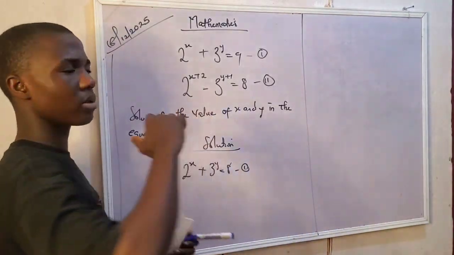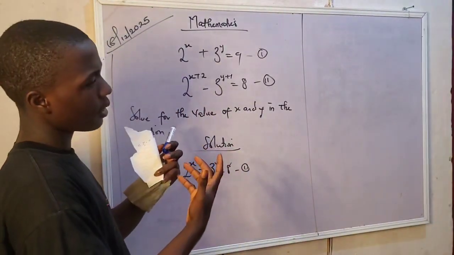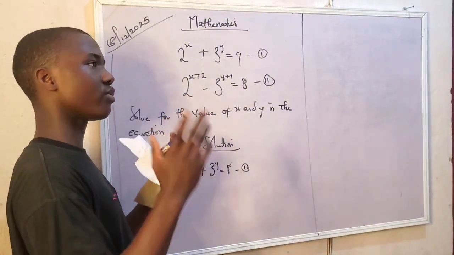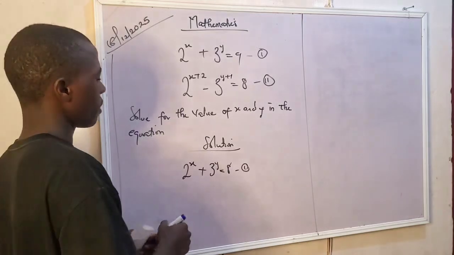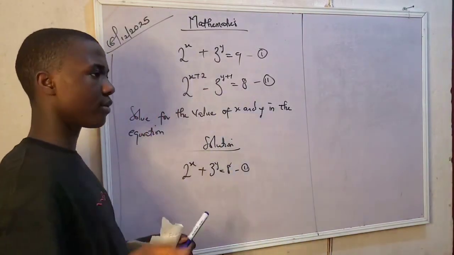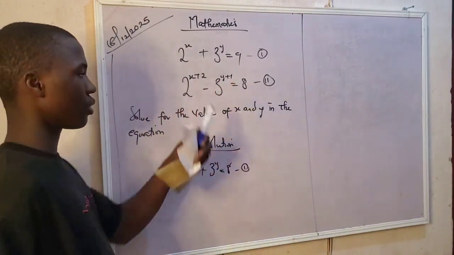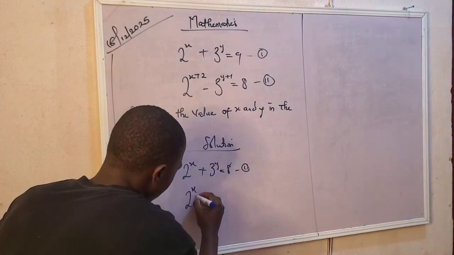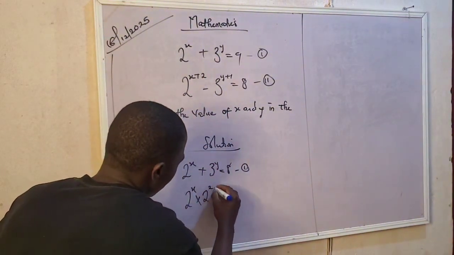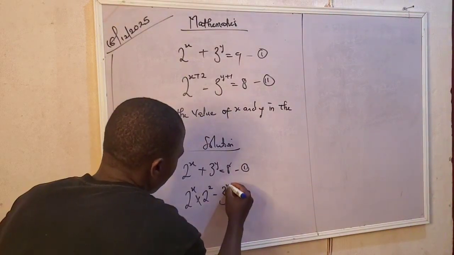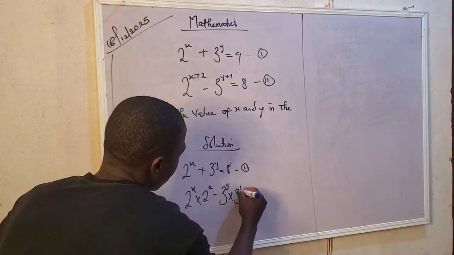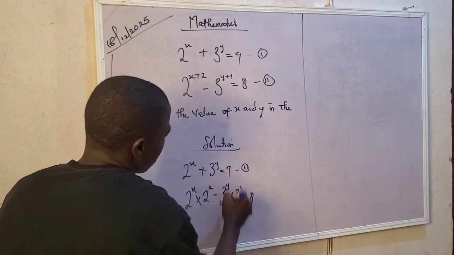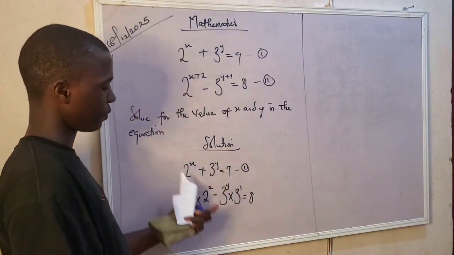So we're going to simplify it so that we have like terms that we can replace. For our equation 2, from the laws of indices, I'm going to break this one down. This becomes 2 raised to the power of x times 2 raised to the power of 2, minus 3 raised to the power of y times 3 raised to the power of 1, equals 8.